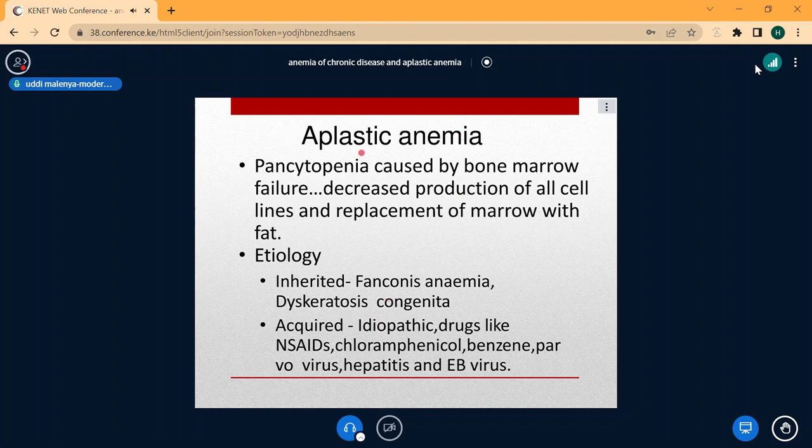So we see that aplastic anemia is caused by bone marrow failure, that is decreased production of all cell lines. So we have reduction in production of red blood cells, reduction in production of white blood cells, and reduction in production of platelets.